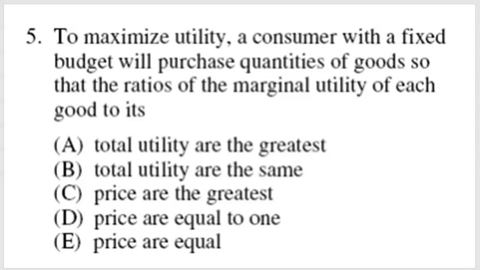So here, to maximize utility, a consumer with a fixed budget will purchase quantities of goods so the ratio of marginal utility of each good will equal what? So remember, one of the rules we talked about so far with marginal analysis is that we want to get to the point where marginal benefit equals marginal cost. But that is only if we're looking at one good. And this question is saying we're looking at multiple goods here.